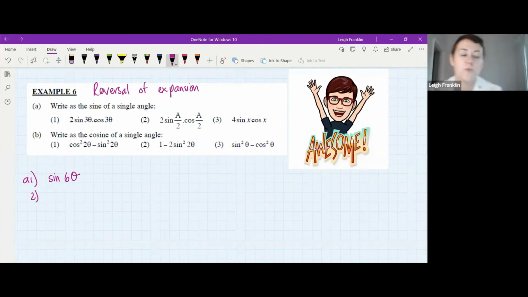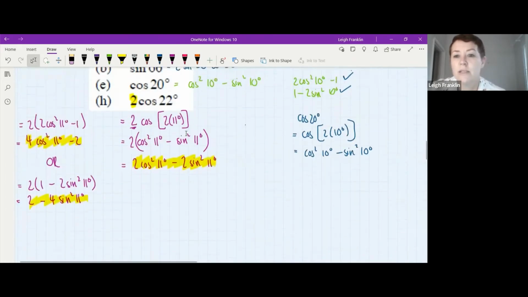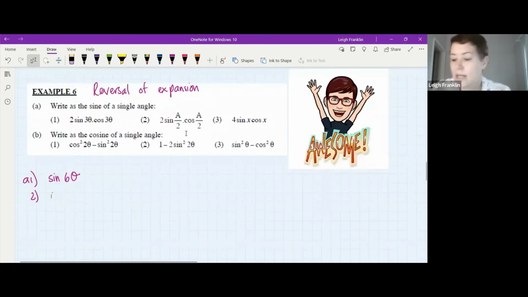And now you should also recognize the second one. Okay, 2 sine A over 2 cos A over 2. Where did that come from? We've literally just spoken about it. Sine A. That's it, Tabile. Okay, it's sine A. So everybody, you know that when I write A over 2, it means the same as half A. Okay, so that's what they're getting at there. Well done, Tabile, that's perfect.